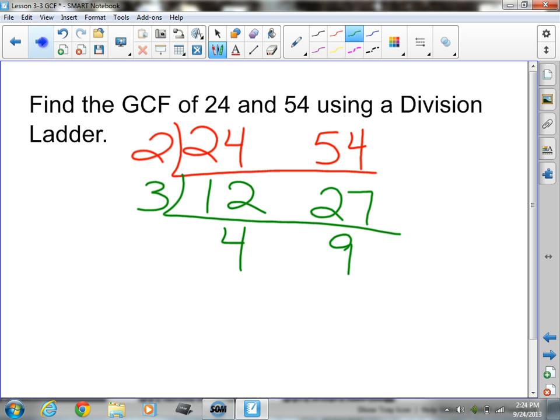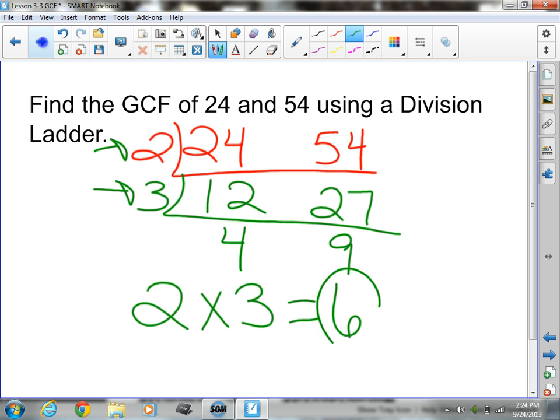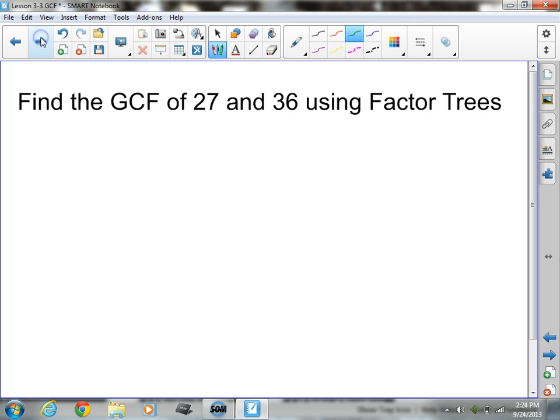It cannot. So again, I take my two common factors, which are 2 and 3, and multiply them together. 2 times 3 equals 6. So the greatest common factor of 24 and 54 is 6.